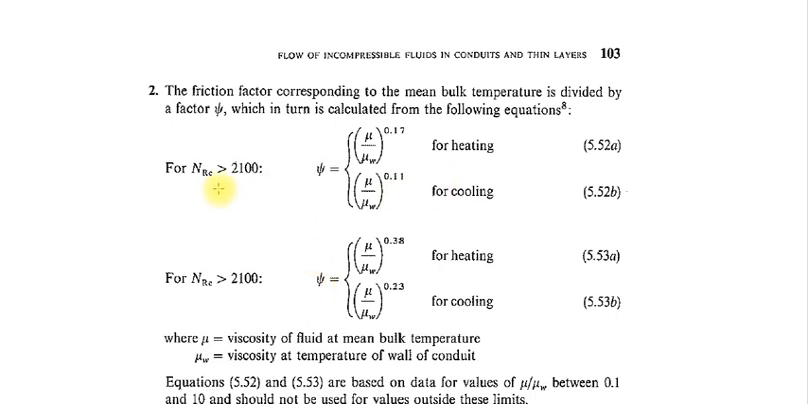This is actually given wrong here. This is for when you have laminar flow, and this equation is for when you have turbulent flow. So this should be less than 2000, and this should be greater than 2000. These two equations can be used when you have laminar flow, and these two equations can be used when you have turbulent flow.